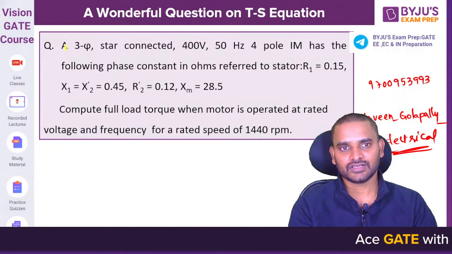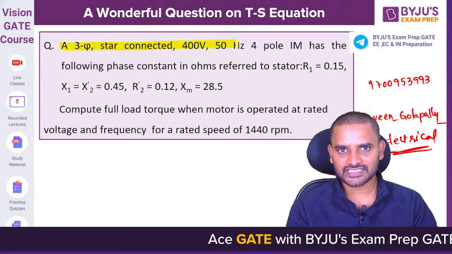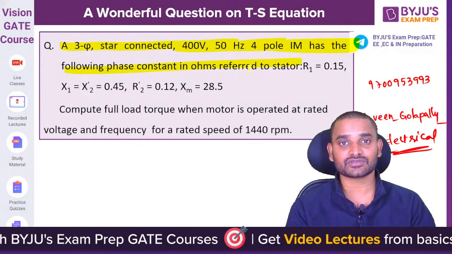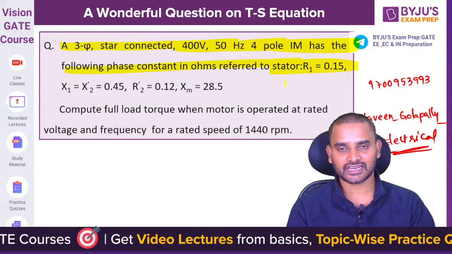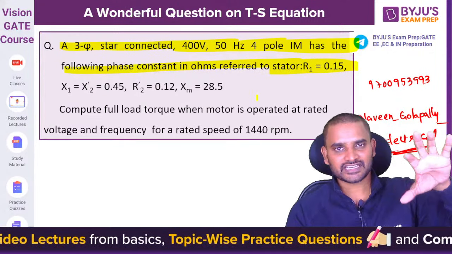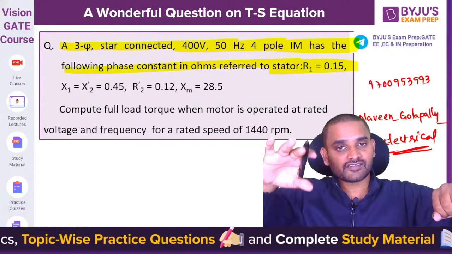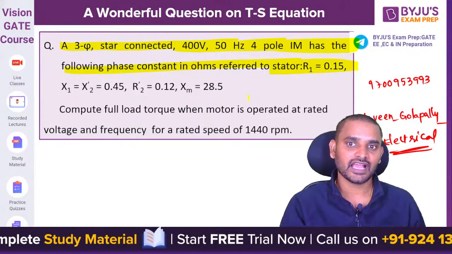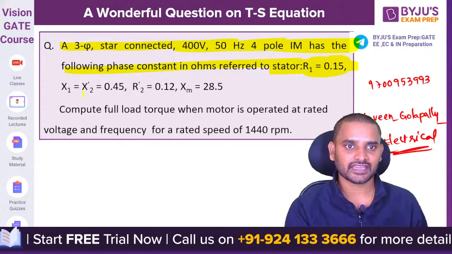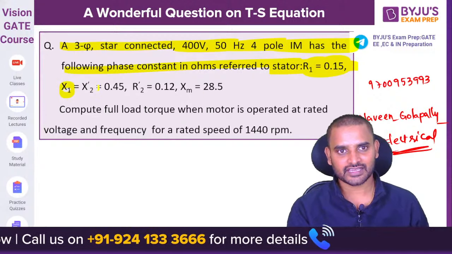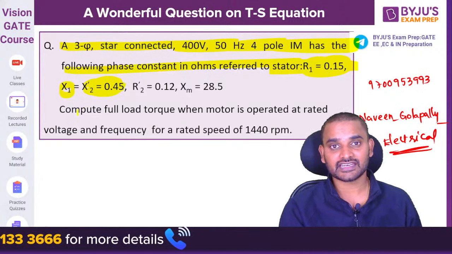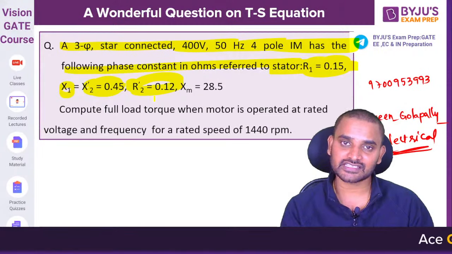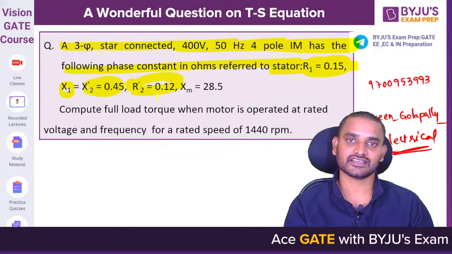Okay, chalo. So I have a question like this. A 3-phase star connected 400 volts 50 Hz 4-pole induction motor has the following constants in ohms referred to stator. So there will be stator winding resistance and reactance, rotor winding resistance and reactance. All the parameters are referred to stator in ohms. R1 is the stator resistance, X1 is the stator leakage reactance. X2 dash is the rotor leakage reactance referred to the stator side, and R2 dash is the rotor resistance referred to the stator side.